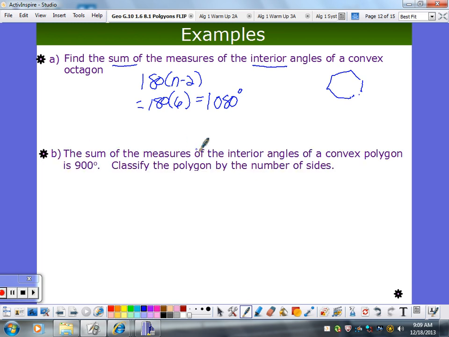The sum of the measures of the interior angles of a convex polygon is 900. Classify by the number of sides. So they're giving me the sum of the interior angles. What do they want me to find? This. So 180 times n minus 2. When I went and did that, I came up with 900. So now I have to solve this for n. Here come the algebra skills. How do we do this? I would divide each side by 180. If you distribute, that's okay too. I think this is a little bit easier. So I'm getting n minus 2 equals, what's 900 divided by 180? 5. Okay, add 2 to both sides. So it's 7. So what is this? This is a heptagon. 7-sided figure.